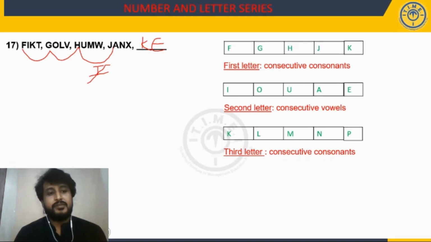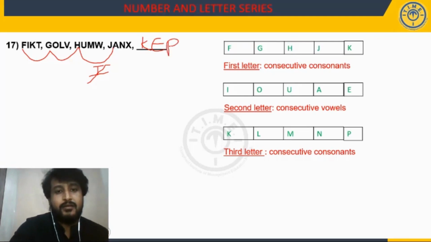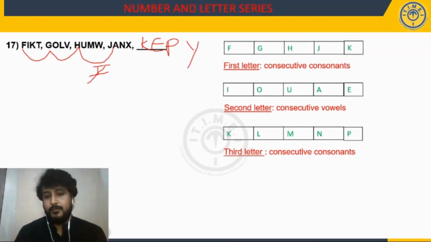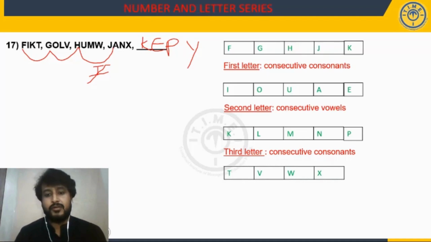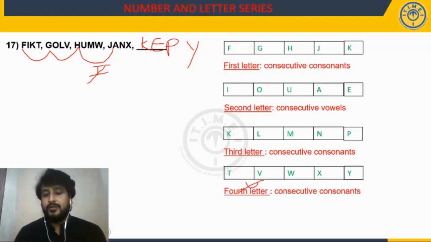Now identify the logic in the fourth letters. T, which is missing? U is missing, so vowel is missing. V, W, X. T, V, W, X, consecutive consonants. So after X, what consonant will be? Y. So K, E, P, Y, and the logic is consecutive consonants. And the required answer is K, E, P, Y.